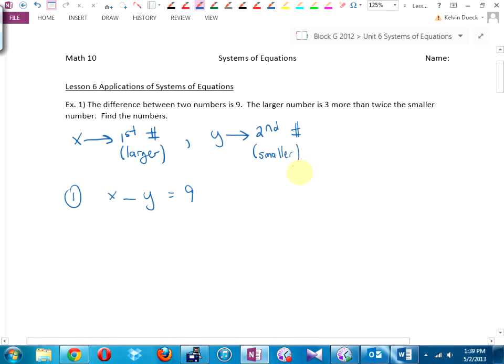Now, this time I'm not going to cut you off. I want you to read the entire last sentence, middle sentence to me. The large number is 3 more than twice the small number. Do you see the word is? What does is mean? I'm going to keep my equal signs in line. Go back, read the first phrase up till the word is.